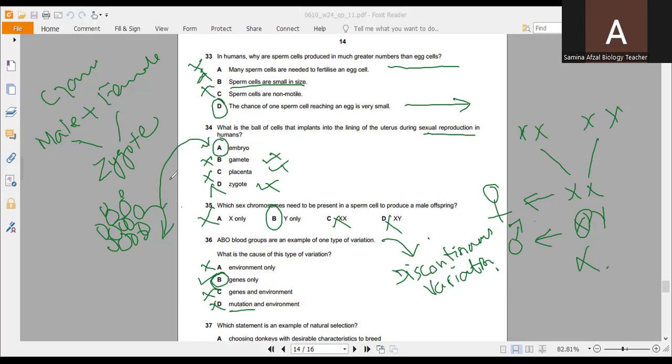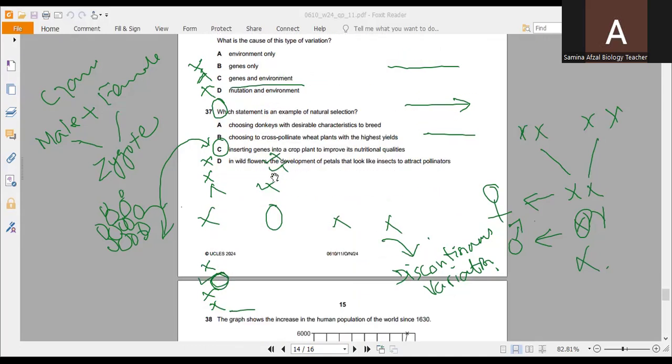Only B is the correct option because the discontinuous variations will only be caused by genes, because the ABO blood group system, there is no other blood groups. So limited blood groups, only 4 types of blood group: A, B, AB, and O blood groups are existing. So the genes are responsible for the blood groups, which are the discontinuous types of variations.